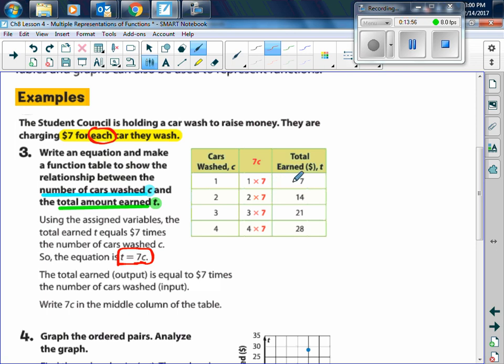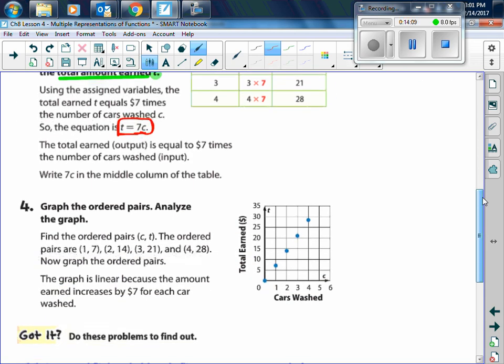Now, what are the ordered pairs that we will graph? 1, 7, 2, 14, 3, 21. Very good. So now we graph. And when we graph, we put them on the coordinate grid, and this is what our graph looks like. They look like a straight line, so this is a linear equation or a linear function.